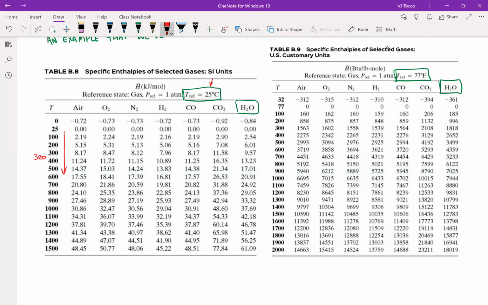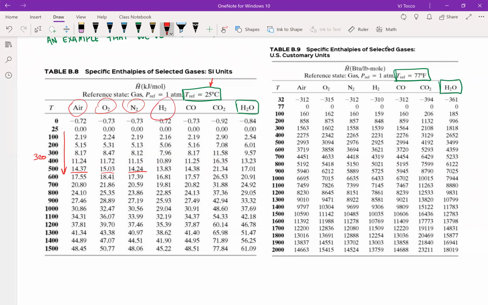Other than that, there's not really much to table B8 and B9. I think the hardest part about table B8 and B9 is remembering that they exist. And for that, I would just suggest that anytime you have a common gas, so notice that these are all common gases. We've got oxygen and nitrogen, which are the two main components that make up air. And you should notice that the enthalpies of air are always in between that of oxygen and nitrogen. So for example, 14.37 is between 15.03 and 14.24. It always tends to shade onto the side of nitrogen because air is primarily nitrogen.